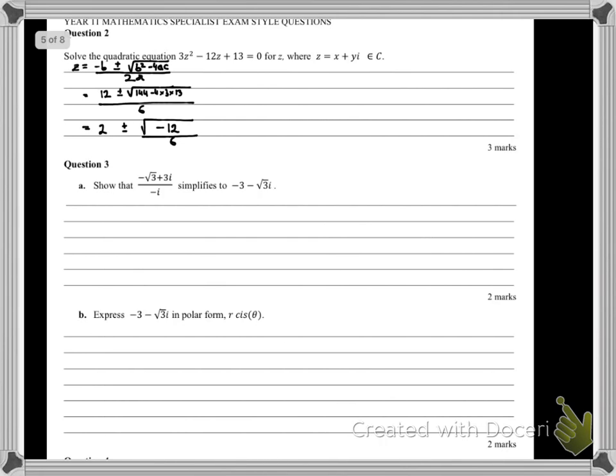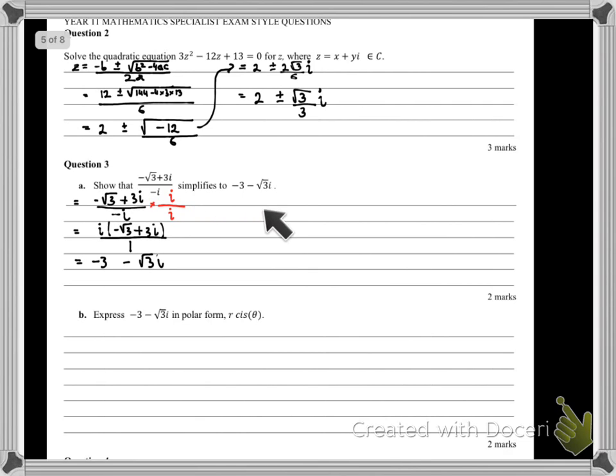6 goes into 12 twice. Now we've got square root of negative 12. What's going to happen? Well, root 12 is 2 root 3. And we've got the negative, so we take out an i. And we simplify it. The 2 divides into the 6, and we have root 3 on 3. There it is. Okay, show that this expression simplifies to minus 3 root 3.